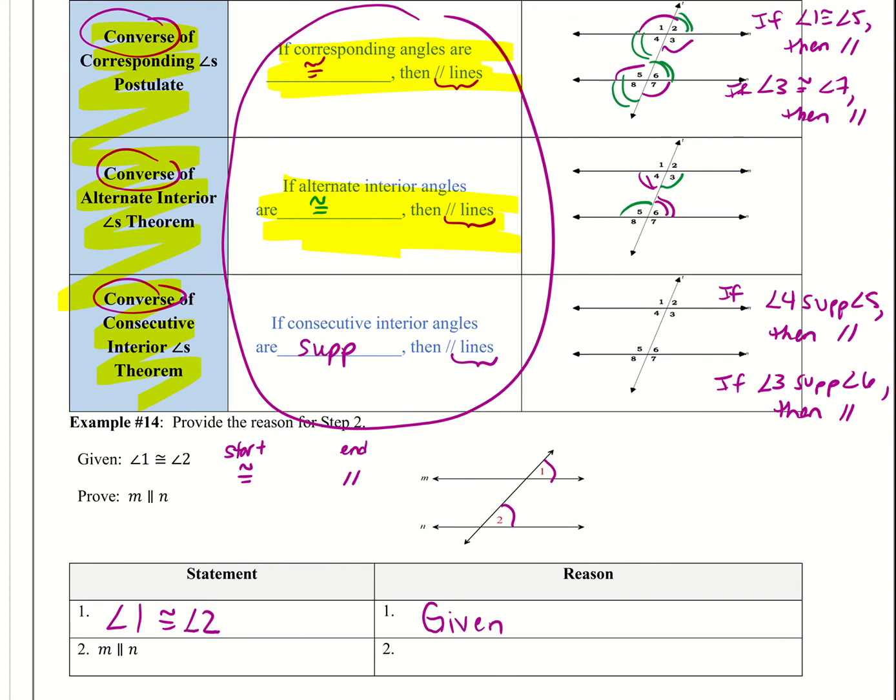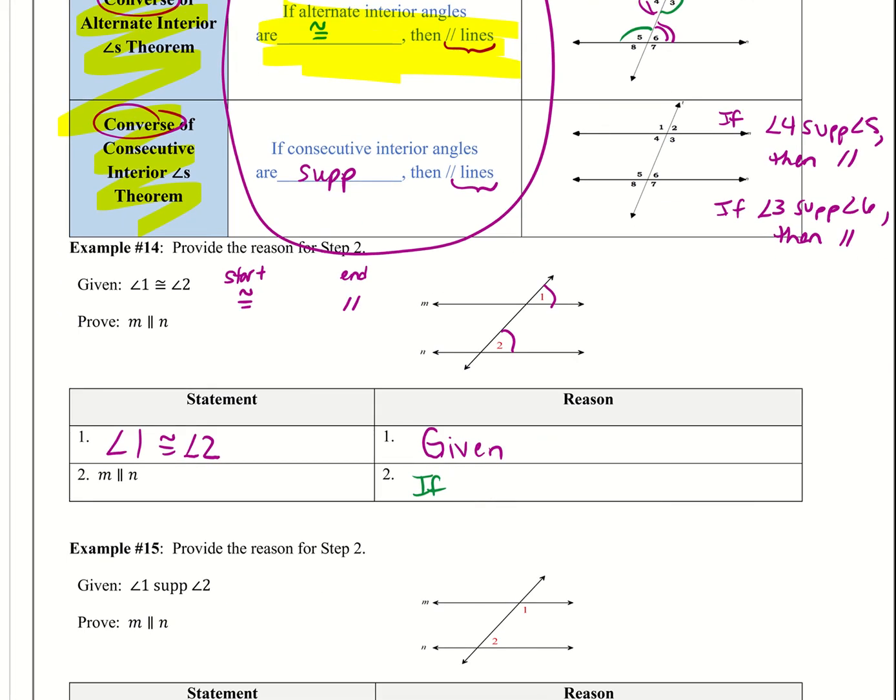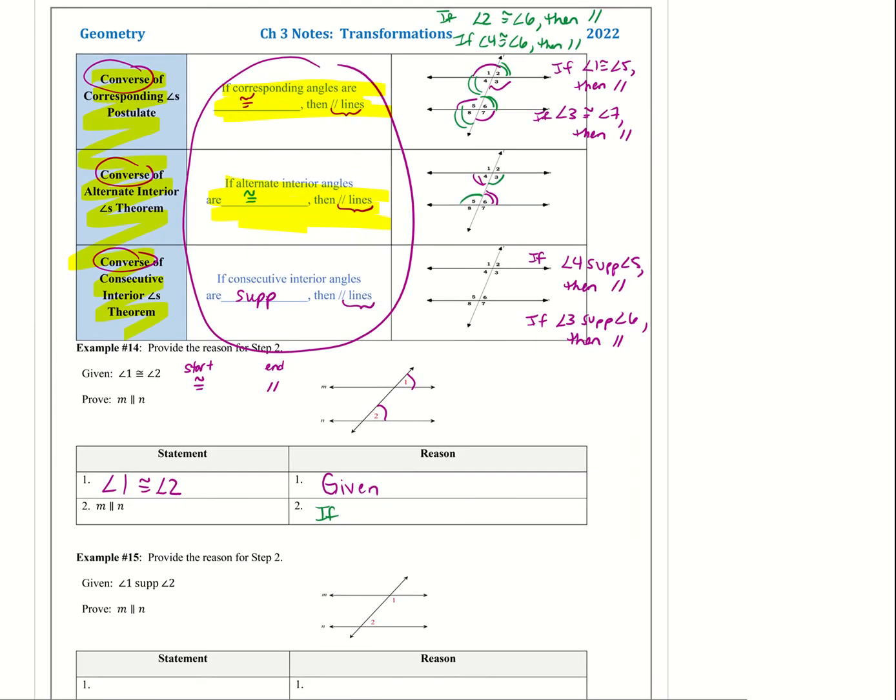Let me unmark those. To decide which of the first 2 I'm using, they both have the same keywords in the same order. I need to talk about what type of angles I'm looking at. So angles 1 and 2 are corresponding angles. So I'm going to use the first one. I'm going to do a little abbreviating. So if corresponding angles, I'll abbreviate that and I'll use some symbols, are congruent, then that's enough information for us to know that we've got parallel lines.